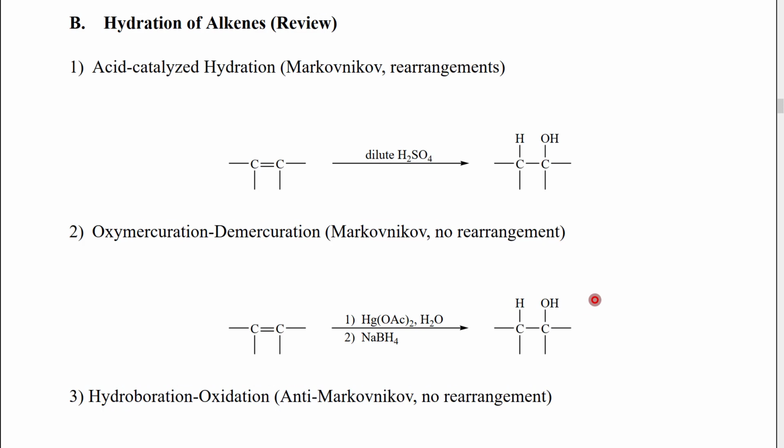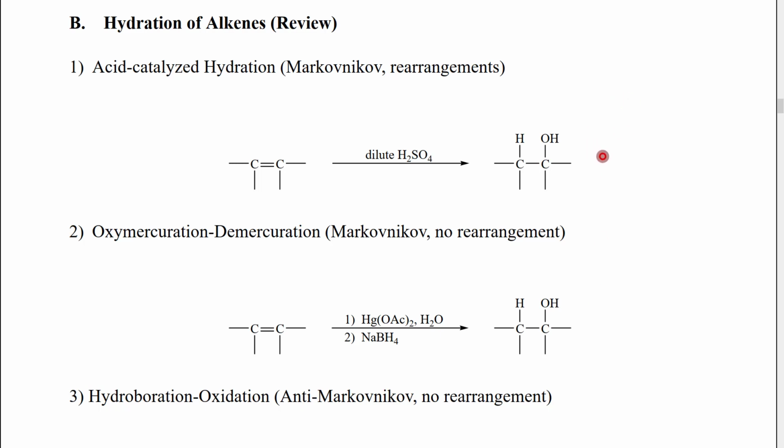We're next going to look at hydration reactions of alkenes, which we studied in Chapter 8. This again is a review. There were 3 hydration reactions that we looked at. They all had similar reactants and similar products. They used different reagents over the arrow, and they had different regiochemical and also rearrangement outcomes.